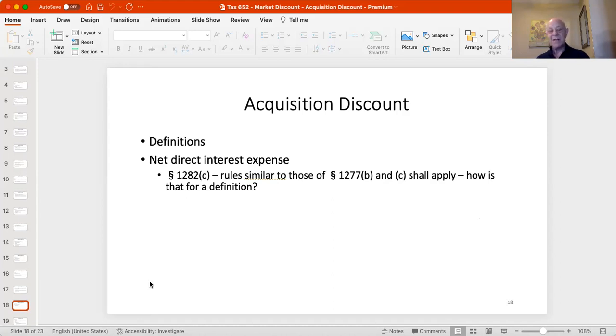They take 1282C, which is the code section that deals with acquisition discount. They just refer you back to rules 1277B and 1277C. And like, they don't define it. You now have to go back to 1277B, 1277C, and apply those rules. Those are the rules we just went over with respect to market discount. So let me go to the whiteboard and let's go over an acquisition discount bond.